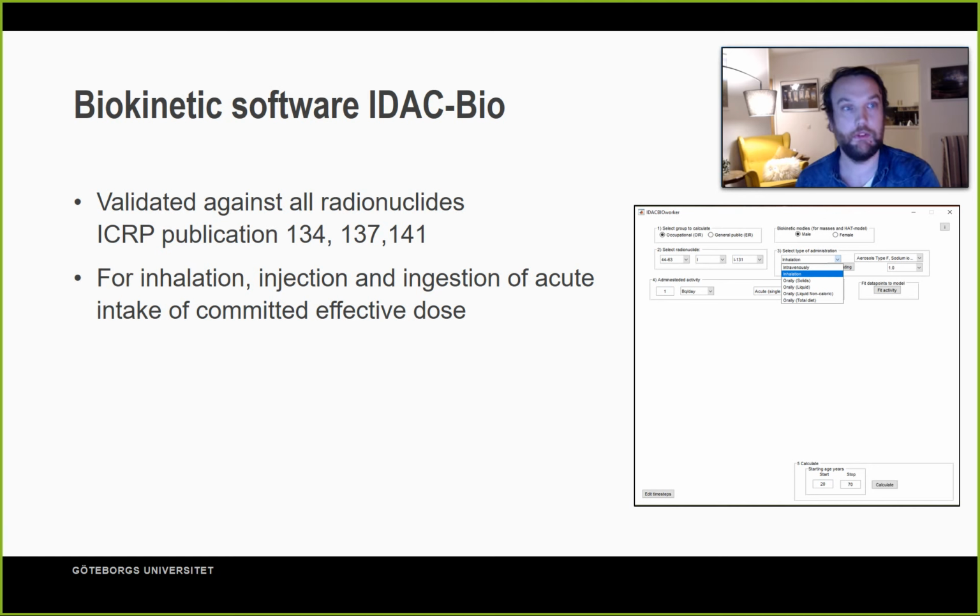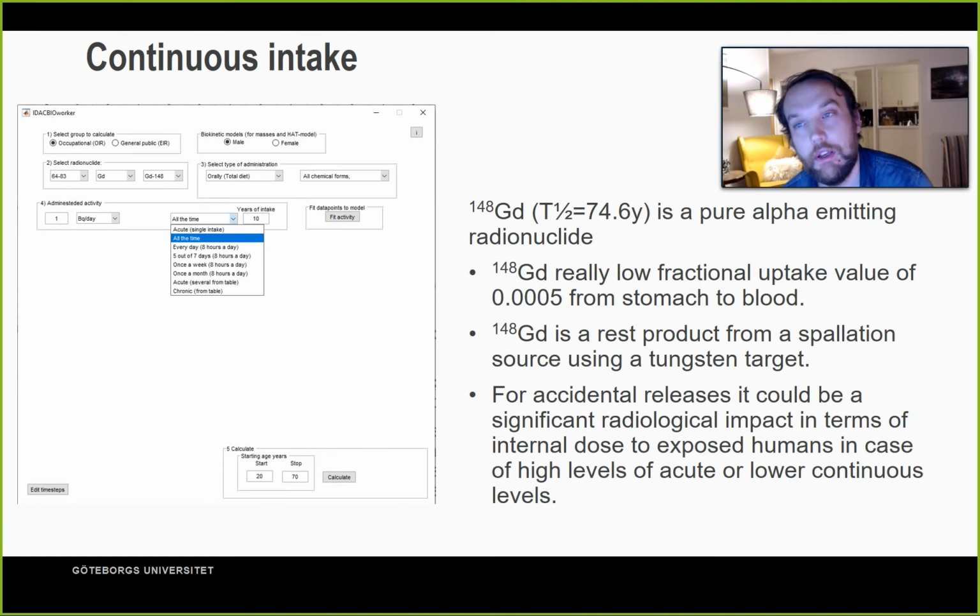We also tested the code on continuous intake. So we chose gadolinium-148. The reason we chose this one is because it's a pure alpha emitter, but it also has a long half-life of 75 years, which means that the integration period will only be two-thirds of the first half-life. The integration period you select will affect the effective dose, because it has a long half-life.